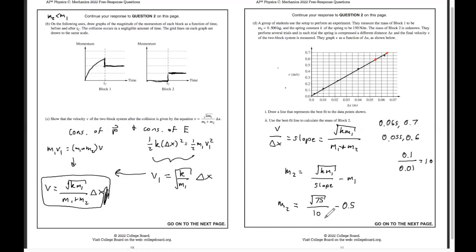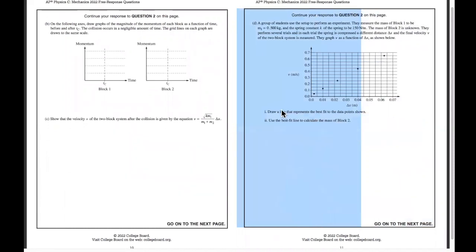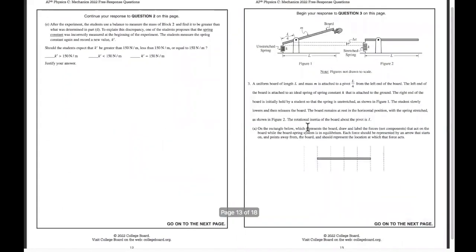So root 75 over 10, minus 0.5, is going to give me my mass. In terms of what that actually is, I'm going to crunch it on my calculator right here. So I get 8.66 for root 75 divided by 10. And then I subtract 0.5. And that will give me an answer of 0.37 kg. Let's go ahead and move on to the next 2 pages then.